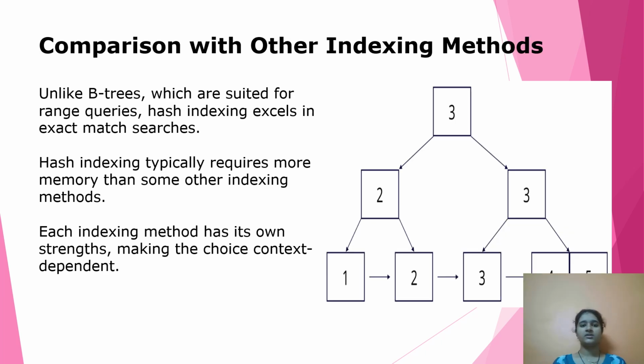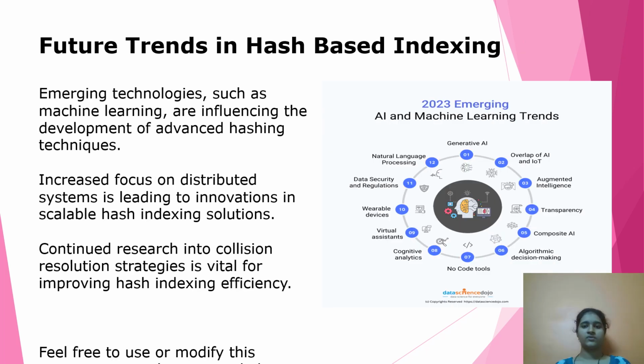Comparison with other indexing methods. Unlike B-trees, which are suited for range queries, hash indexing excels in exact match queries. Hash indexing typically requires more memory than some other indexing methods. Each indexing method has its own strength, making the choice context dependent.